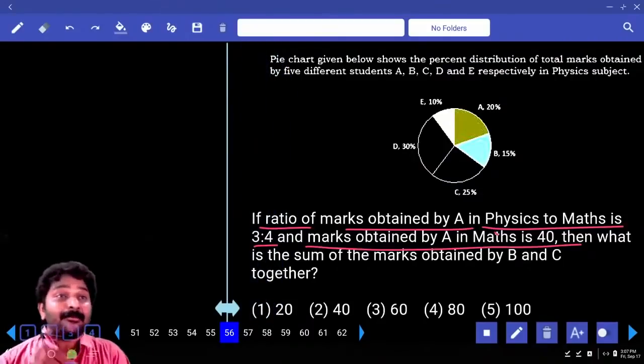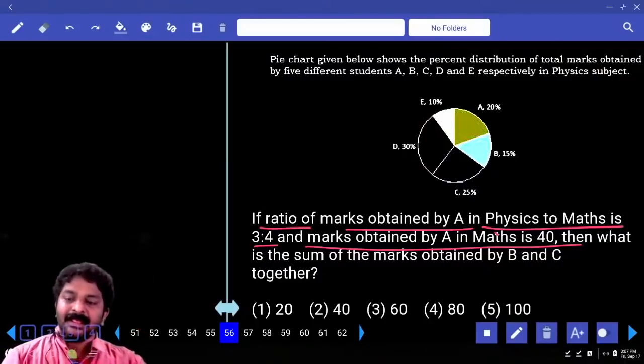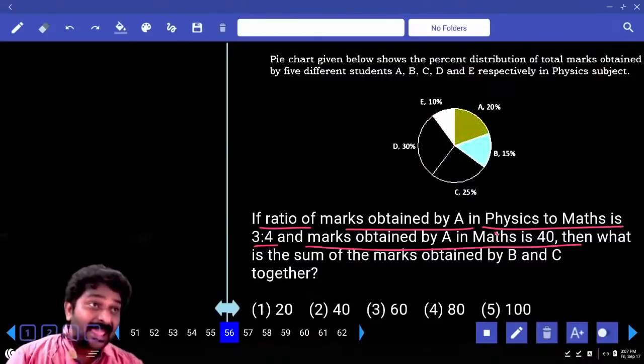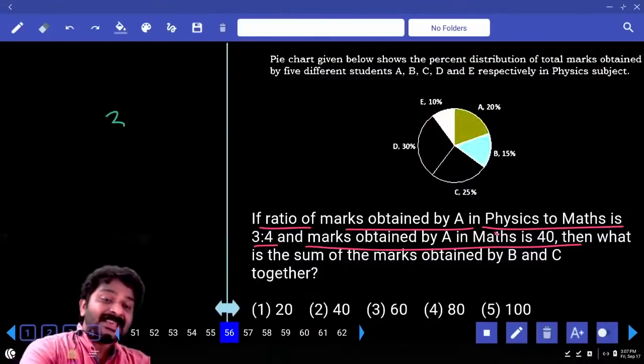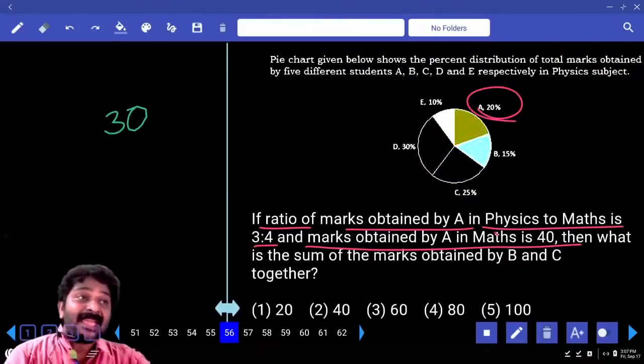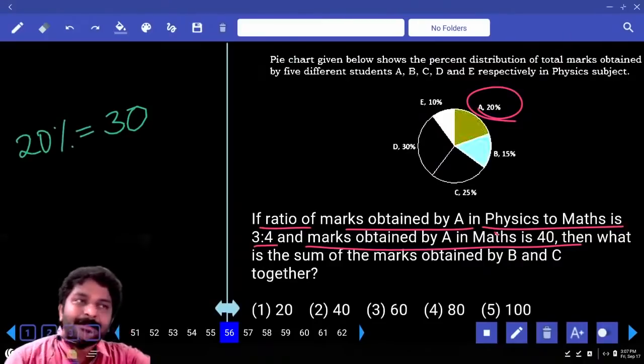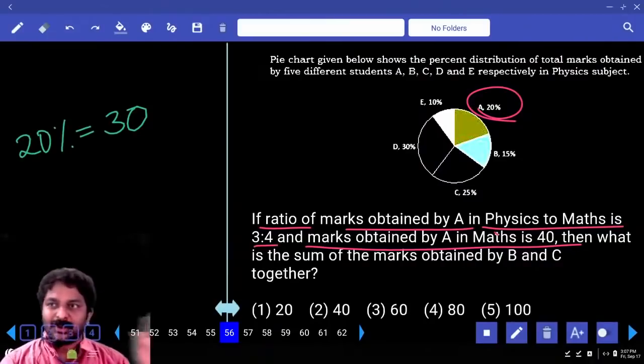In terms of number of parts, how many parts is it? If 4 parts is equal to 40, then 3 parts is equal to? Then marks obtained by A in physics is equal to 30 only. Marks obtained by A in terms of percentage in physics is 20% only. So 20% is equal to 30. So far this is what we can conclude.